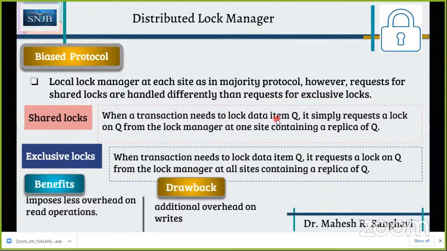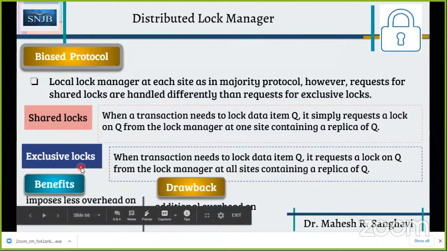When a transaction needs to lock data item Q by using this shared lock, it simply requests a lock on Q, and the lock manager at one site containing its replica will be locked. Any site, the moment we get that particular replica, though it may be the primary copy or a replica copy, once we get it, that lock manager may grant that request, because we are talking about shared, यानी सिर्फ read mode के लिए इसको use किया जाएगा. Read only mode will be used in case of your shared lock.